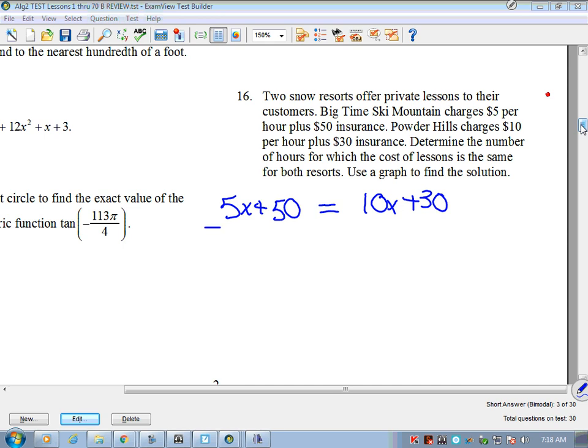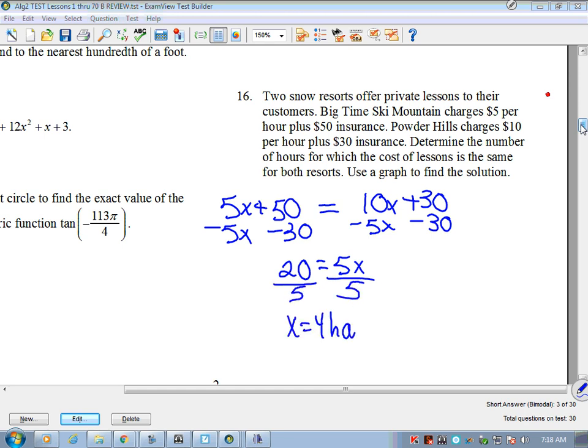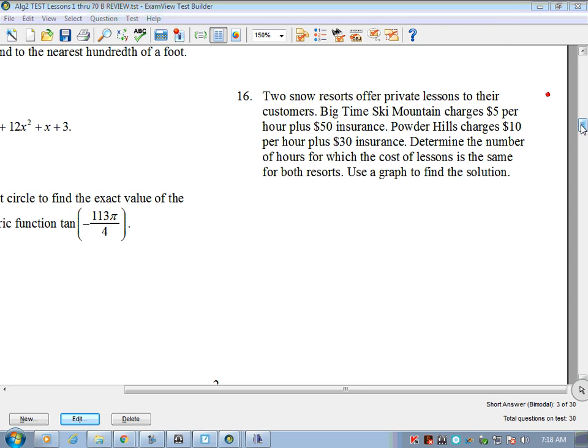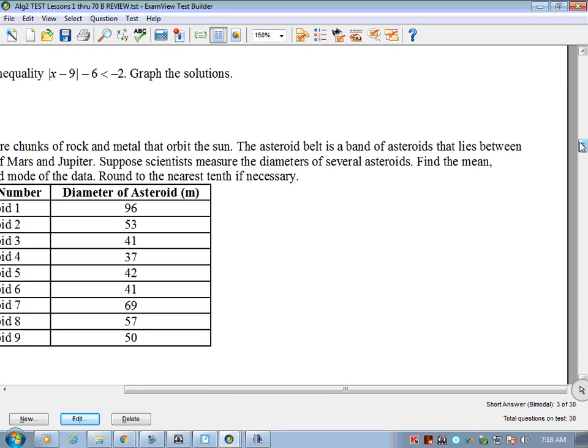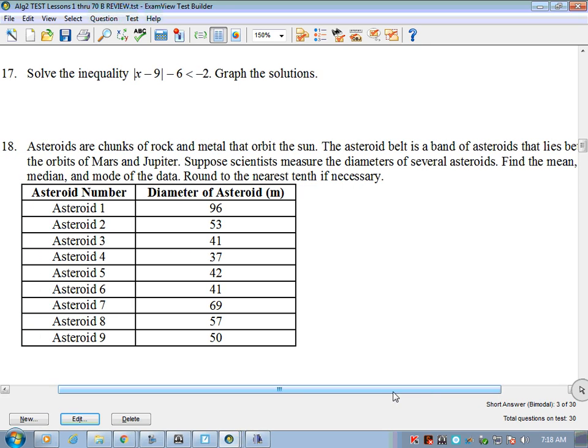All right, so let's subtract 5x, subtract 30. Okay, that's going to give me 20 equals 5x. Divide by 5. X equals 4 hours. I'm not so concerned with the graph as I am that. Okay, can you tell me 4 hours and show me that work? If that question shows up on the test, they might give you 4 graphs to pick from. We still need to be able to find the answer.